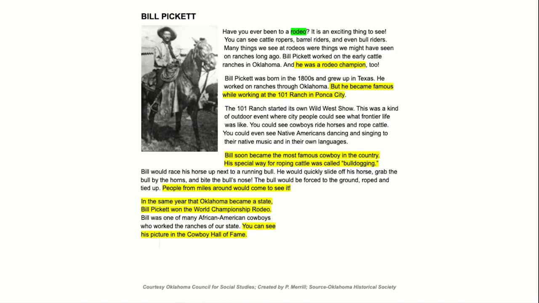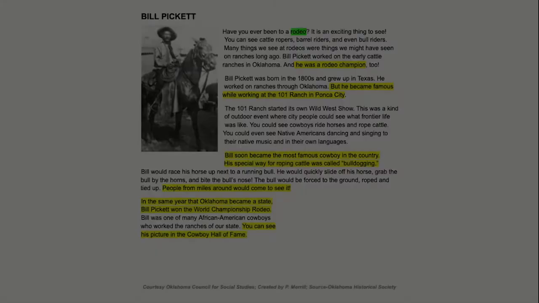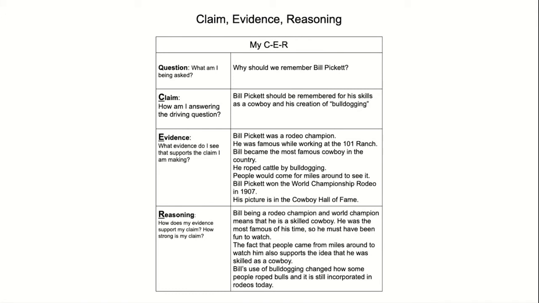So here is our highlighted evidence. I'm not going to go through that all again. But then here's my response for reasoning. Bill is famous because he was a rodeo champion and world champion, means he's a skilled cowboy. He was the most famous of his time, so he must have been fun to watch. The fact that people came from miles around to watch him also supports the idea that he was skilled as a cowboy. And his use of bulldogging changed how some people rope bulls and is still incorporated in rodeos today. So that is my reasoning why my evidence supports my claim.